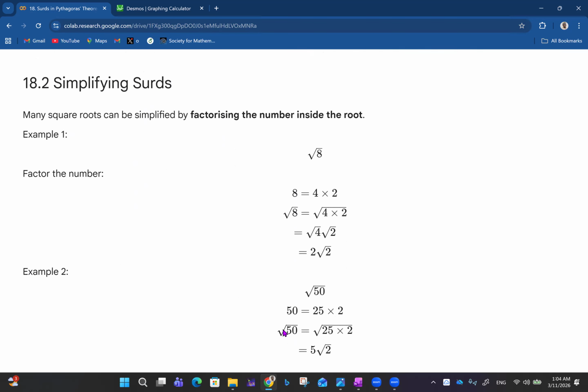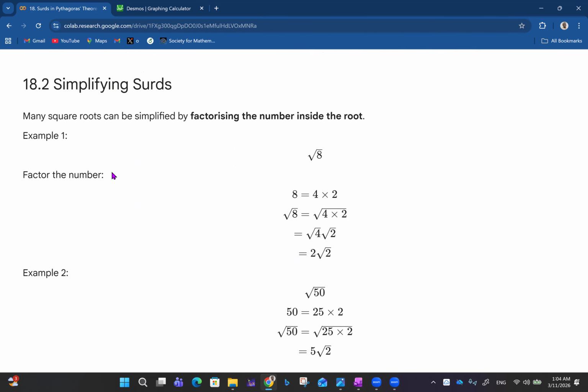So simplifying surds, of course, we've done that a couple of times. Many square roots can be simplified by factorizing the number inside the root. For instance, square root of 8, you look for the biggest square that is a factor of it, that is 4. So 8 is 4 times 2. So square root of 8 is square root of 4 times 2. That will be square root of 4 times square root of 2, and square root of 4 is 2. So square root of 8 is 2 root 2.